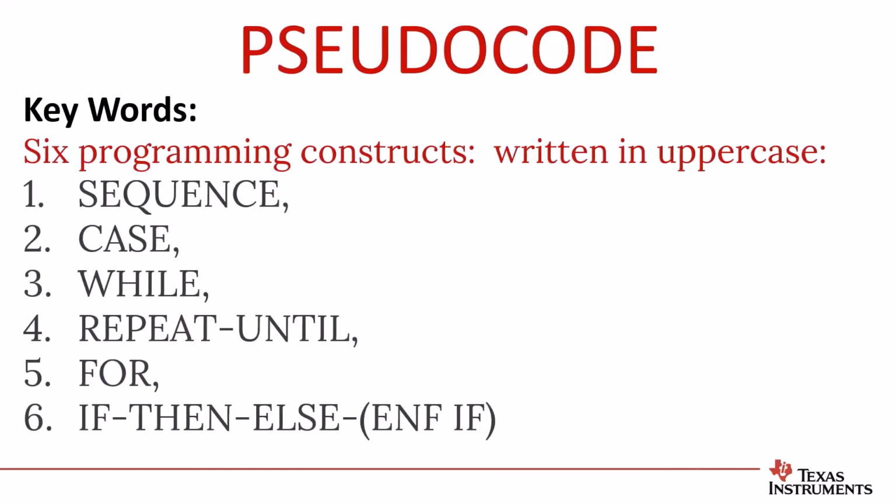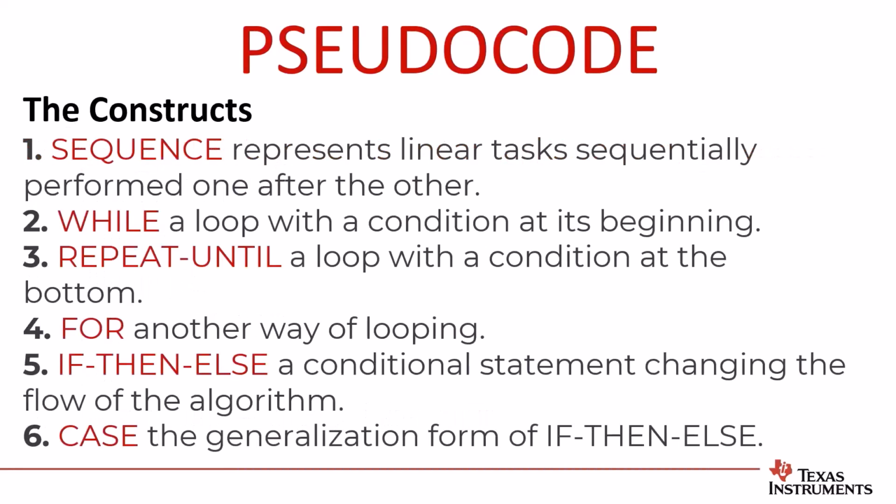There are some keywords in the pseudocode, and we call them programming constructs. These also have to be written in uppercase. So it could be a sequence, it could be a case, it could be a while loop, or you could say repeat this until this condition is met, or a for loop. And if you're using the conditions IF, THEN, ELSE and END IF, all these need to go in uppercase. This just explains what each one of them is. It's pretty self-explanatory.